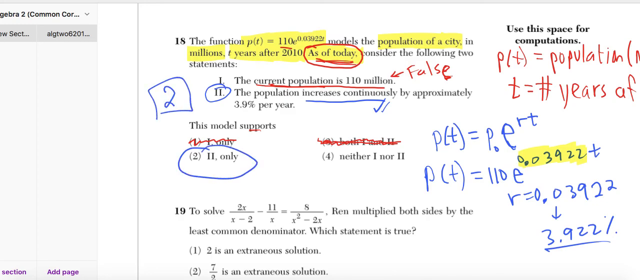All right, 3.922% rounds to 3.9% per year, which means option 2 is good, and the choice that says option 2 only is correct. I only want to circle the actual answer choice. Okay. So that was it, guys.